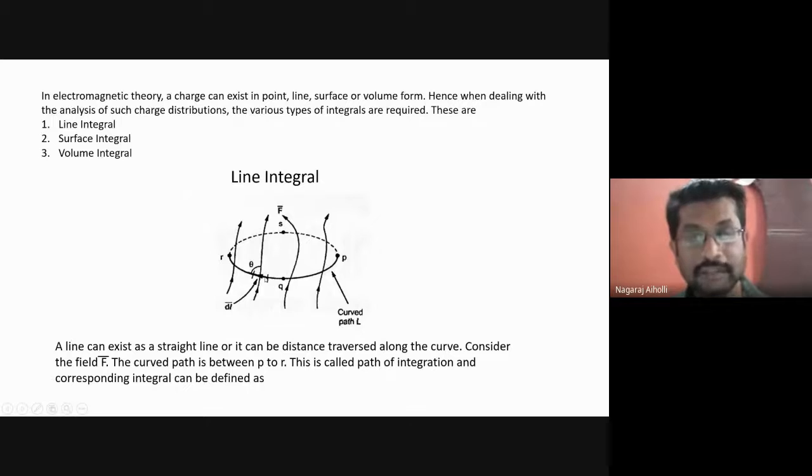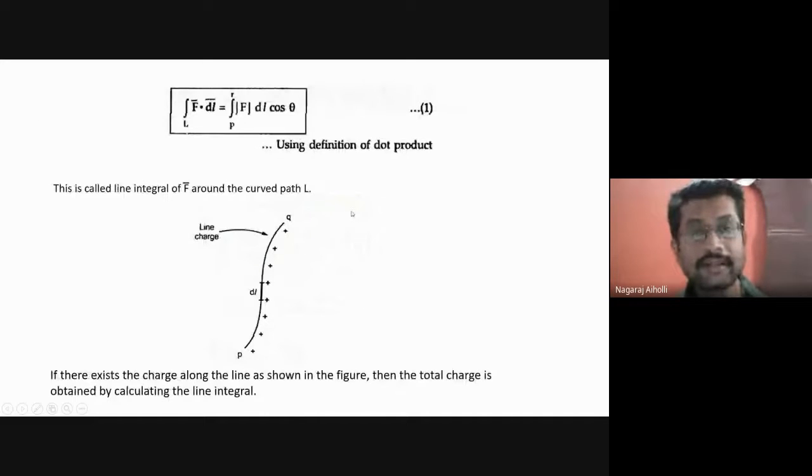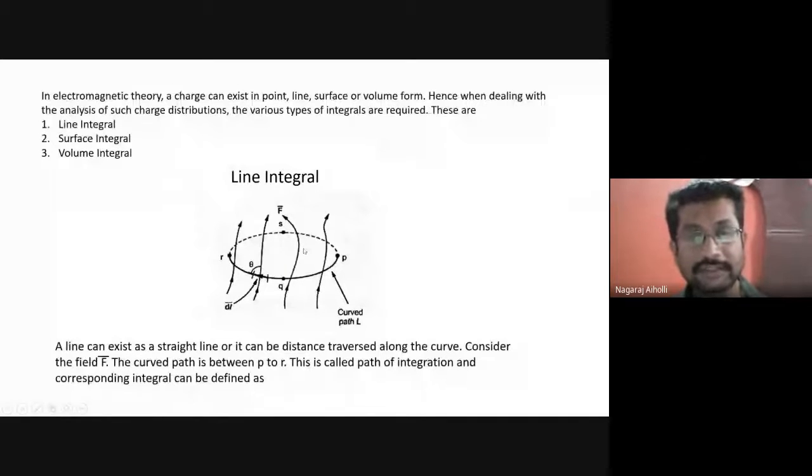This is called the elemental length, dl bar. This is our curve, and this is one small element, dl bar, along the curve. If we integrate this F bar with respect to this incremental length dl bar over the limits from P to R, then that will give us the amount of flux that is flowing through the surface.